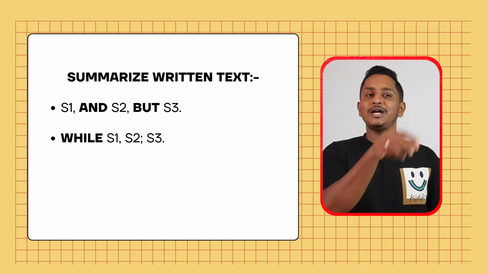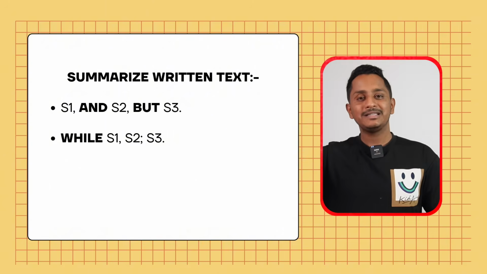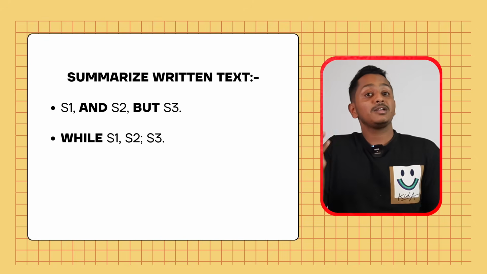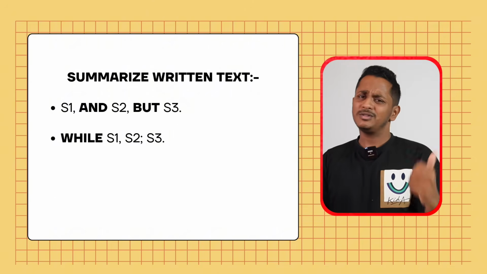The second one, you can start with while, sentence 1, comma, sentence 2, semicolon, sentence 3, full stop. While can be used to show 2 activities running in parallel. While he was eating, I was running. So you can use this.